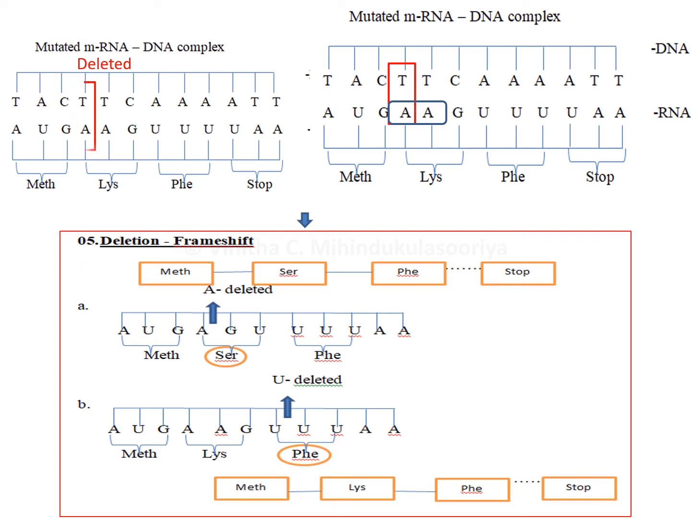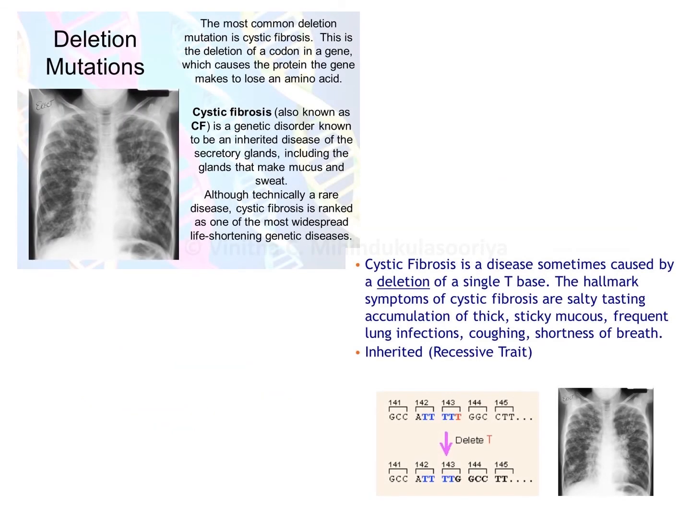mRNA strand copied by it becomes AGU, and it codes amino acid serine, causing a missense mutation. A similar situation occurs if the seventh base adenine of this DNA strand is deleted. The third codon becomes UUU, causing a missense mutation. A stop codon may also be formed due to deletion, causing a nonsense mutation. Cystic fibrosis is caused due to this type of deletion.